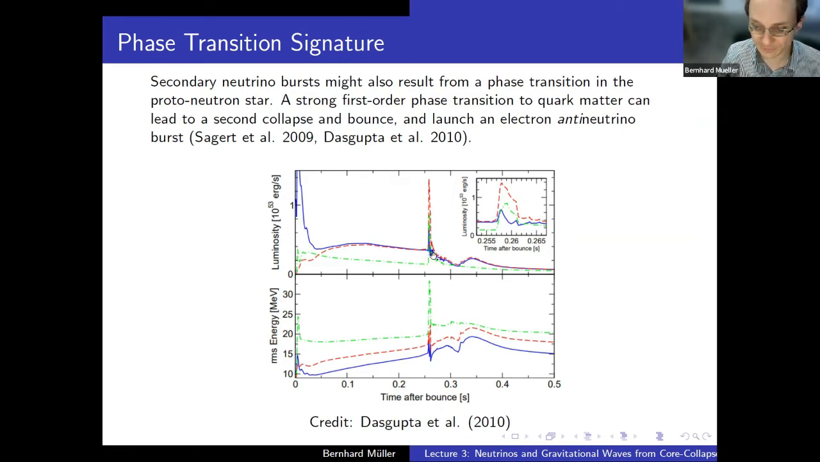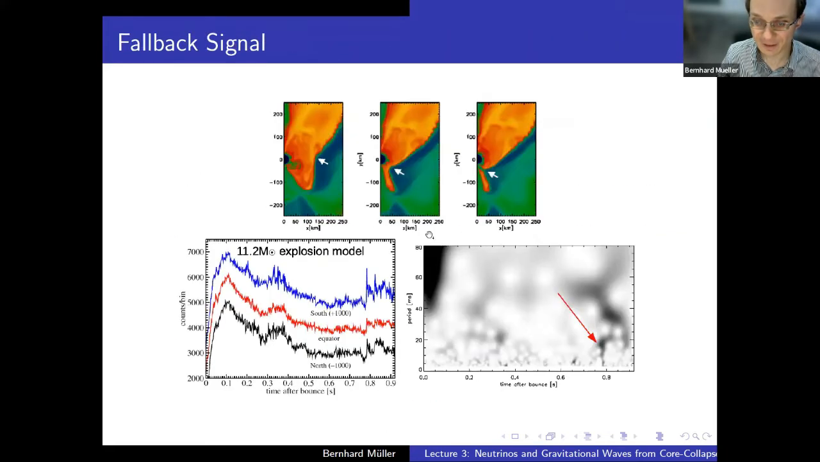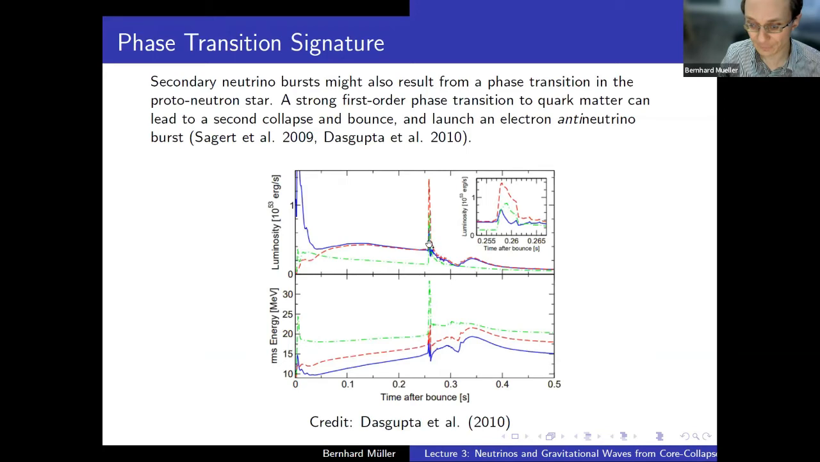In this case, people worked out that it would actually be an anti-neutrino burst, which is interesting. Very short, very spiky. So if you detect something like that and can somehow distinguish it from fallback accretion, which you might, because fallback accretion will probably leave you at a plateau with higher emission afterwards, and give you a signal that's probably not as sharp as the one from a second bounce, then you might use that as a smoking gun for something like a first order phase transition.